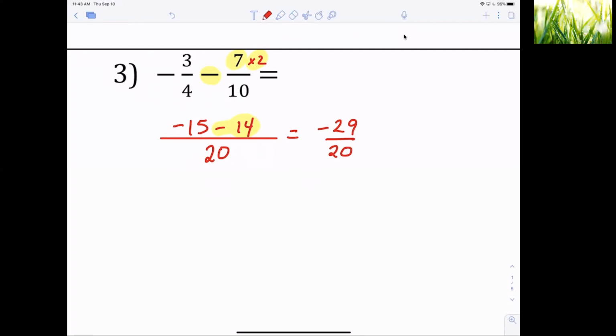Now, do I have to convert that to a mixed fraction? No, that's the answer. When you get to higher level math, we just leave it. Negative 29 over 20. Now, here's what I want to teach you.